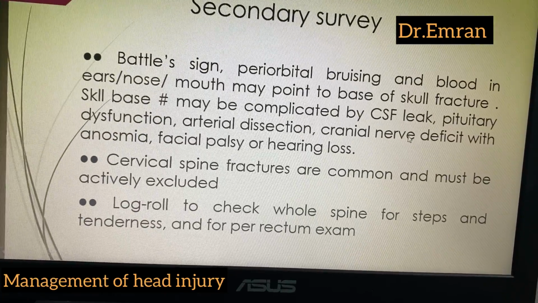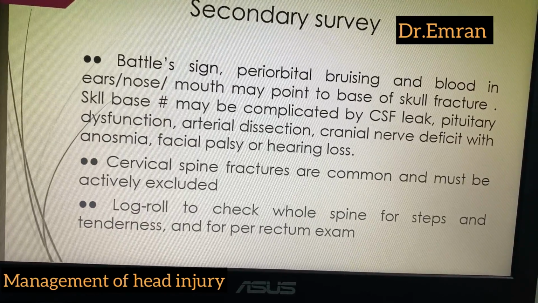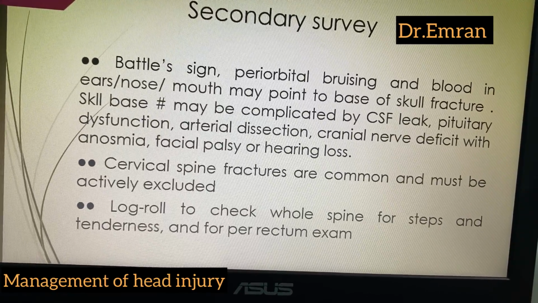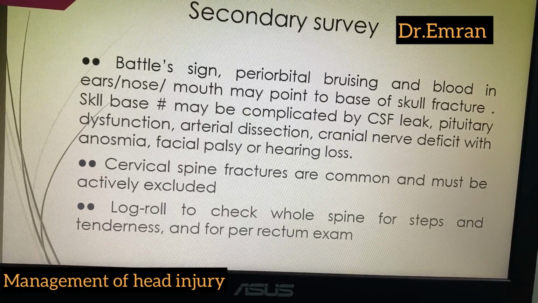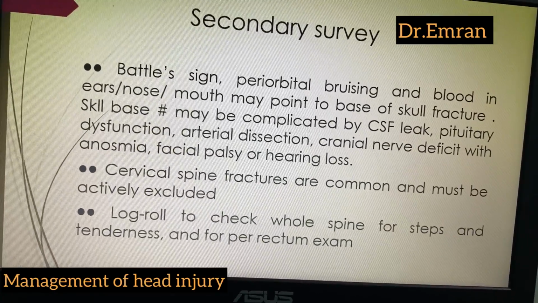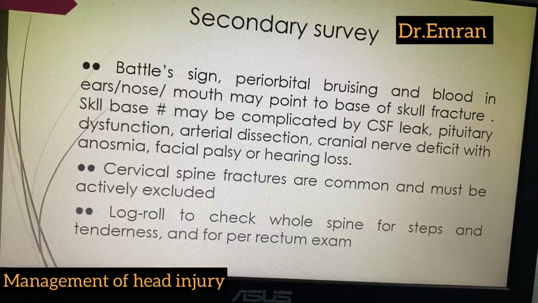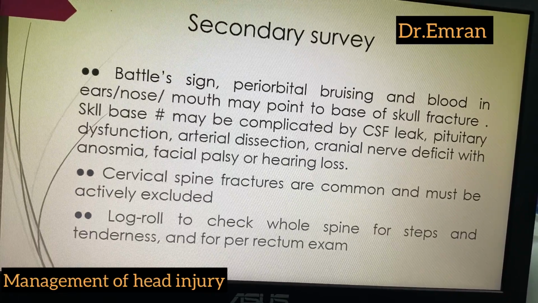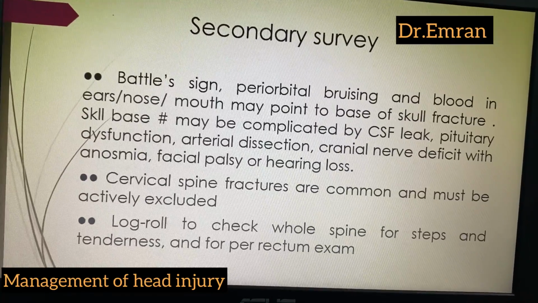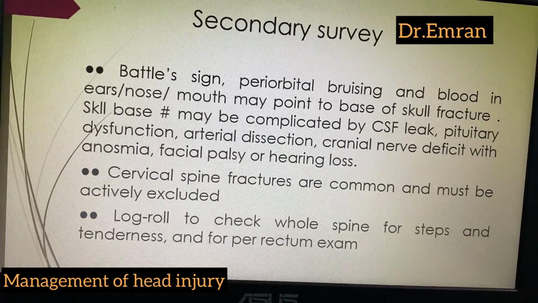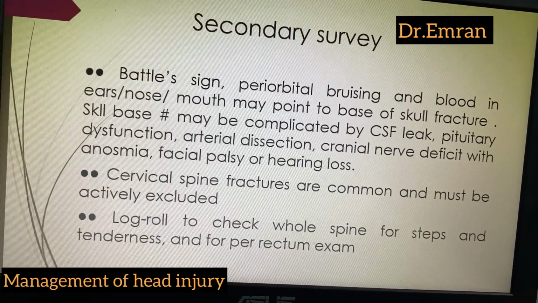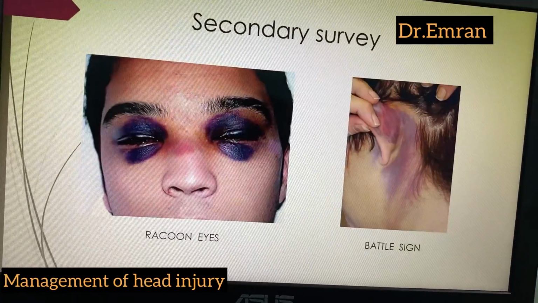Along with this, cervical spine fractures are very common and must be excluded in the secondary survey. Log roll to check the whole spine for steps and tenderness. And per rectum examination is important when you suspect the head injury patient may have suffered any new spinal injury. You must do per rectal examination because reduced anal tone may be evident, before doing CT scan, to identify any spinal fracture.